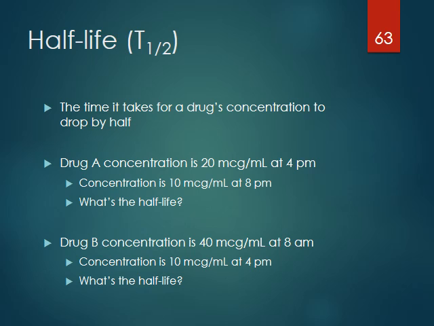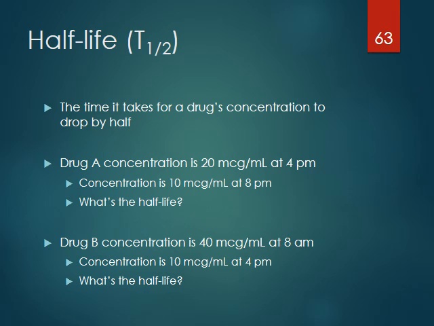So going back to that term half-life that I used previously, so again, T1/2 is going to be the symbol we use there. Basically, it's going to be the time it takes for a drug's concentration to drop by half. So drug A, say, has a concentration of 20 micrograms per ml at 4 p.m. And then we do another measurement at 8 p.m. The concentration is 10 micrograms per ml. What would be the half-life? Well, it went from 20 to 10, so that's a halving of the concentration. So that happened over 4 hours. So that would be a 4-hour half-life.